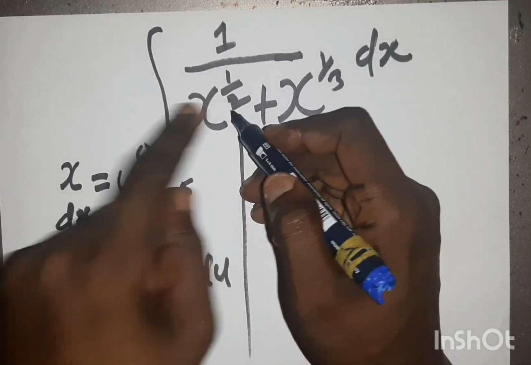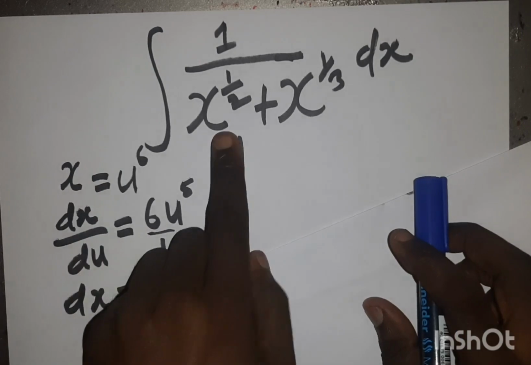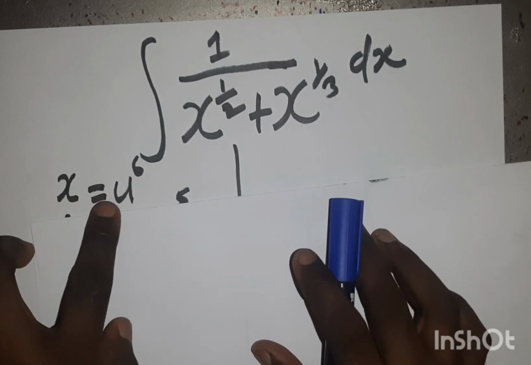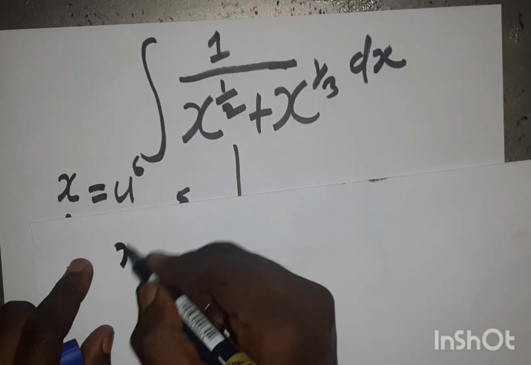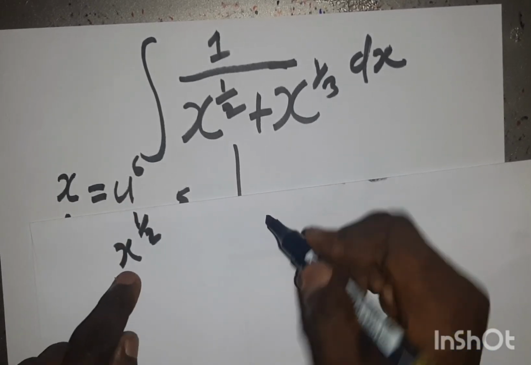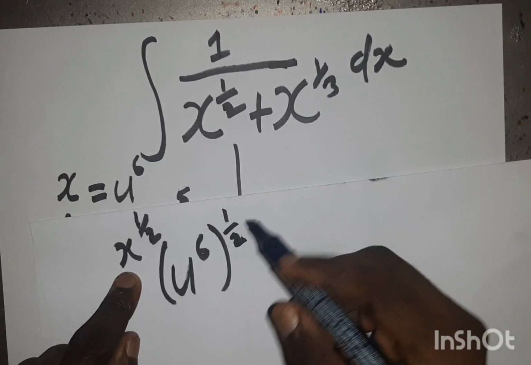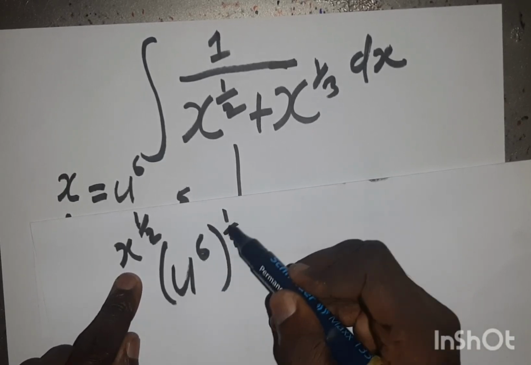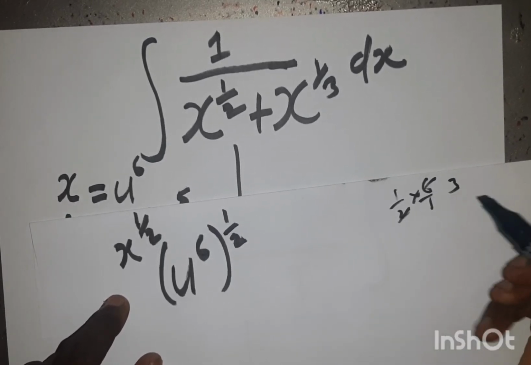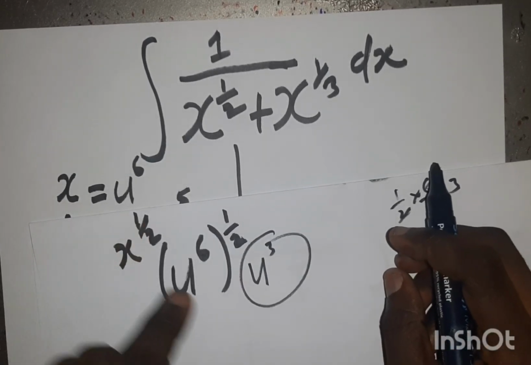So for this x raised to the power 1 over 2, let's do that right away. Writing x raised to the power 1 over 2 in terms of u, we already know that x equals u raised to the power 6. So I'm replacing this x with u raised to the power 6, and of course I still have my 1 over 2 as the power. Then if I open the bracket, multiplying the power inside and the power outside, 6 times 1 over 2 just gives me 3. So that will be u raised to the power 3. So this x raised to the power 1 over 2 will now become u raised to the power 3.